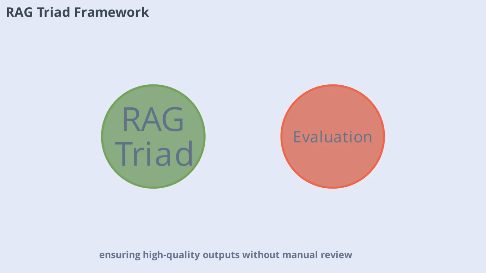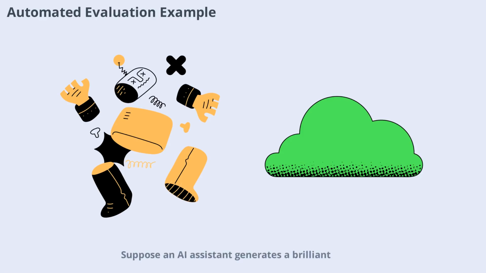Suppose an AI assistant generates a brilliant answer that isn't supported by any retrieved text. The RAG triad framework automatically flags this as a groundedness violation, indicating the model hallucinated the answer from its pre-trained weights. This automated process helps maintain trust and reliability in AI-generated responses, especially in critical applications.